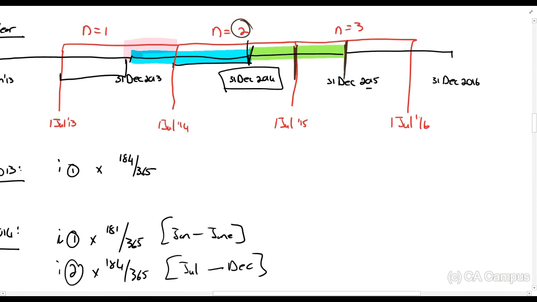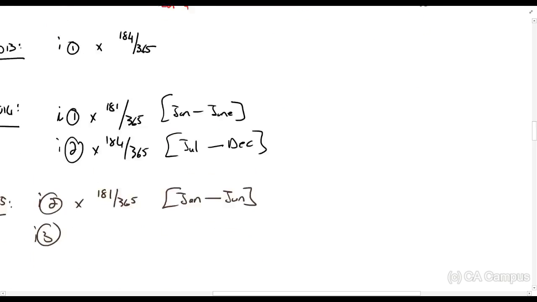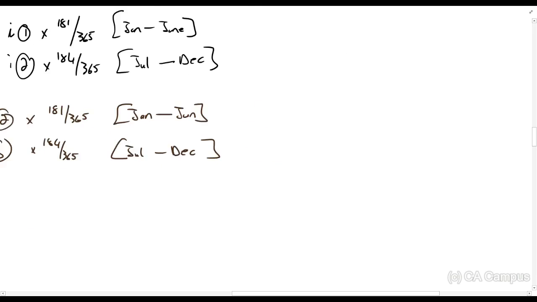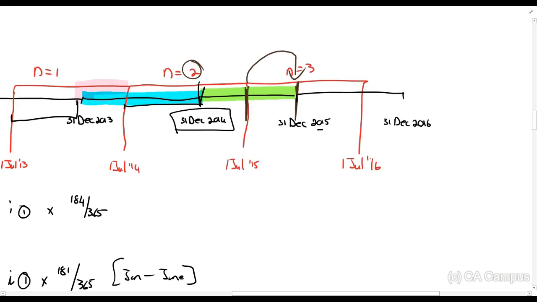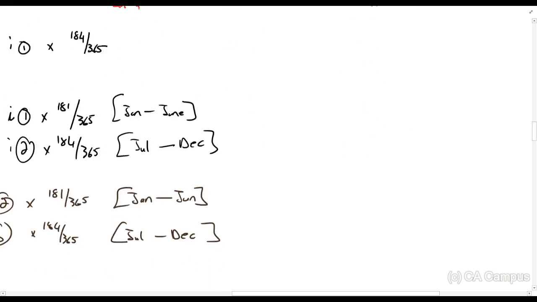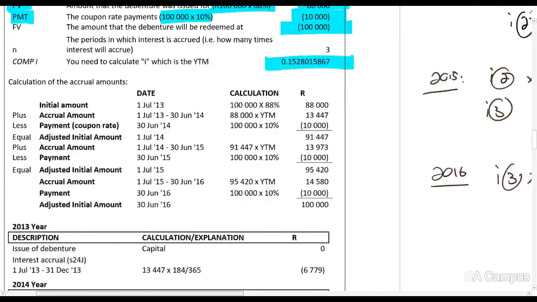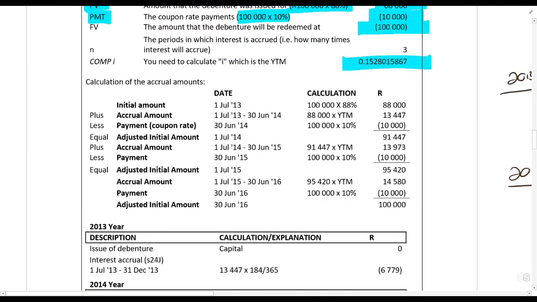Oh, we're in 2015. Sorry guys. So the next one is from the 1st of July 2015 to the 31st of December. So I3, so times 184 over 365, and that is July to December. And then what do we have in our 2016 tax year? We just have this period from January until July. So that's N3. From January until July. Alright guys, so based on that, you then fill in your calculation.